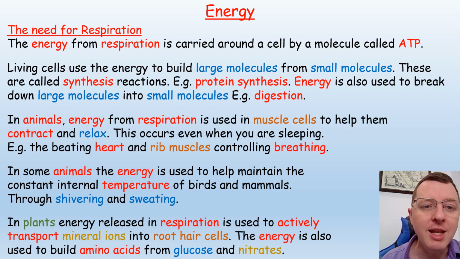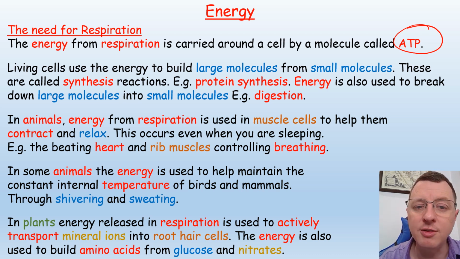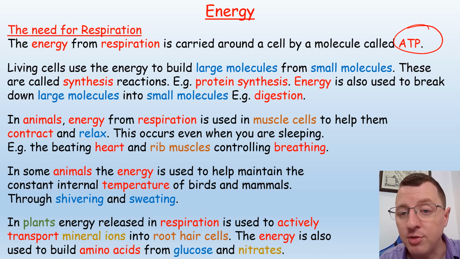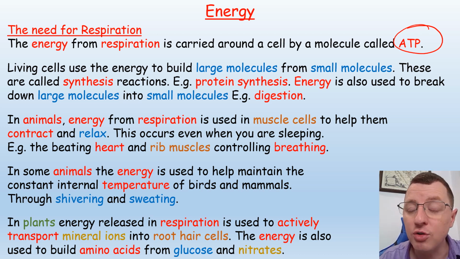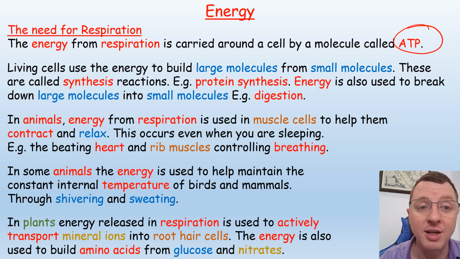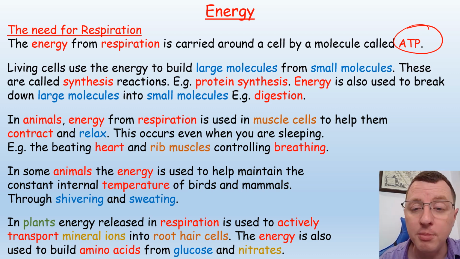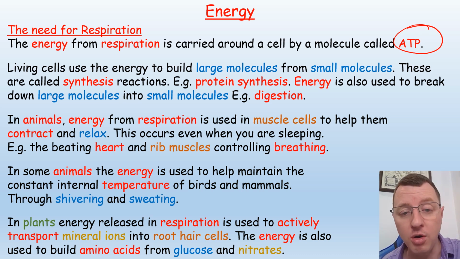So the energy from respiration is carried around the body, as we've already mentioned, by a molecule called ATP. And living cells will use the energy to build large molecules from small molecules, and these are known as synthesis reactions, for example protein synthesis. The energy can also be used to break down large molecules into small molecules, for example digestion. So that's just one example of why your cells and your body need this energy, producing large molecules and alternatively breaking down large molecules.